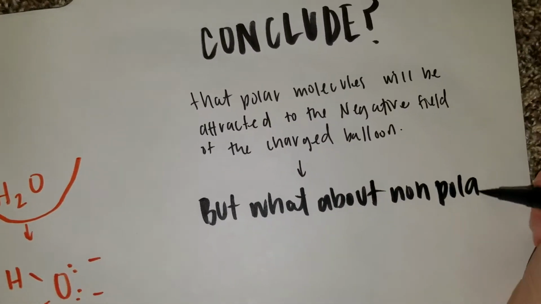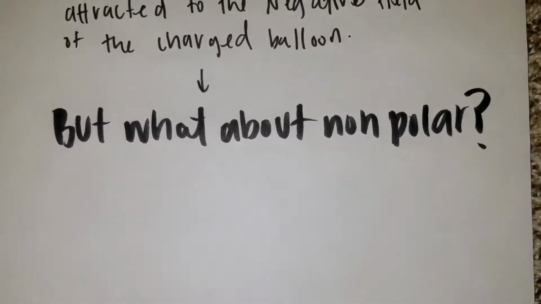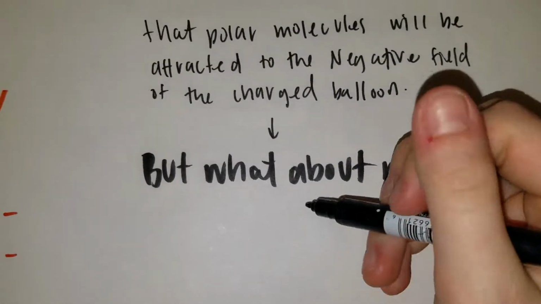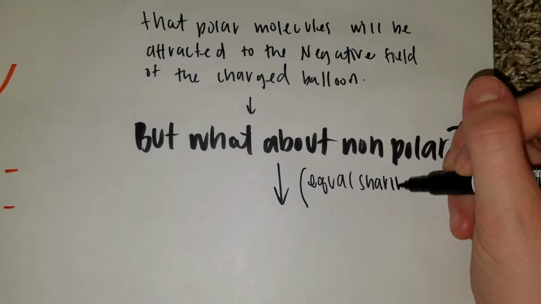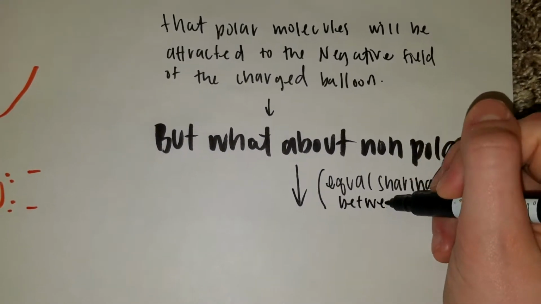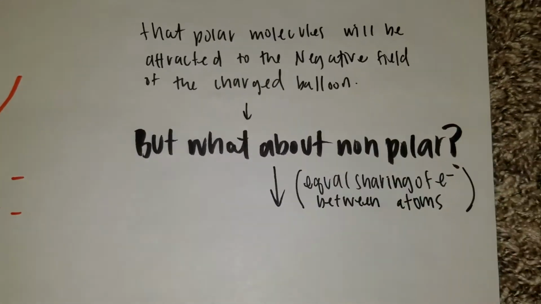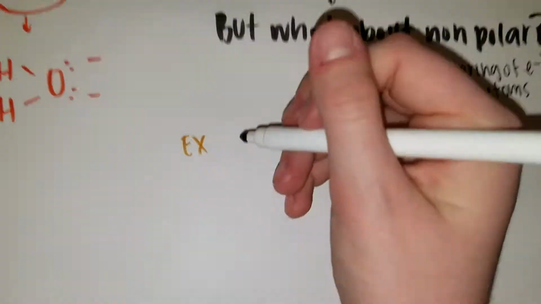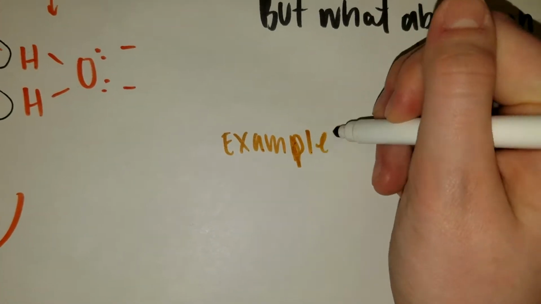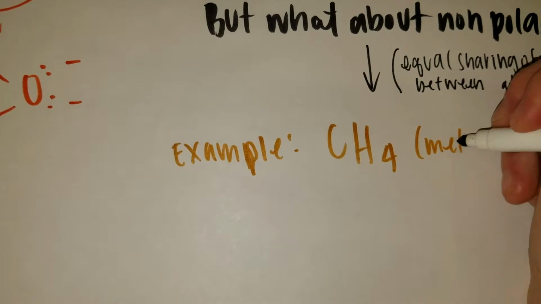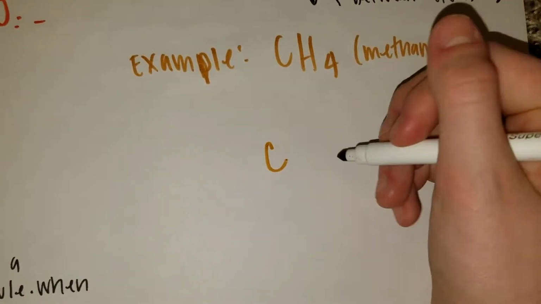But what about nonpolar molecules? Because we haven't really talked about those. Well, just a reminder from what we did talk about, it's equal sharing of electrons between the atoms. So let's give an example of a molecule that's nonpolar, and that would be methane, CH4.